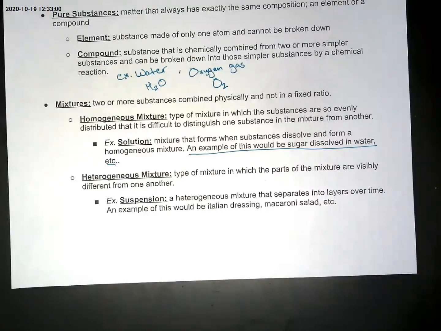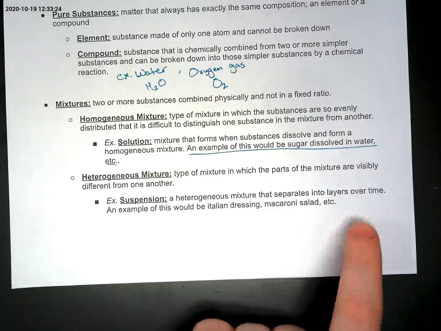Okay. A heterogeneous mixture, though, is a type of mixture in which the parts of the mixture are visibly different from one another. This would be a suspension. And a suspension is called a suspension for the most part because things sit on top of one another. They're kind of floating around independently of one another. And as it says here, it separates into layers over time.